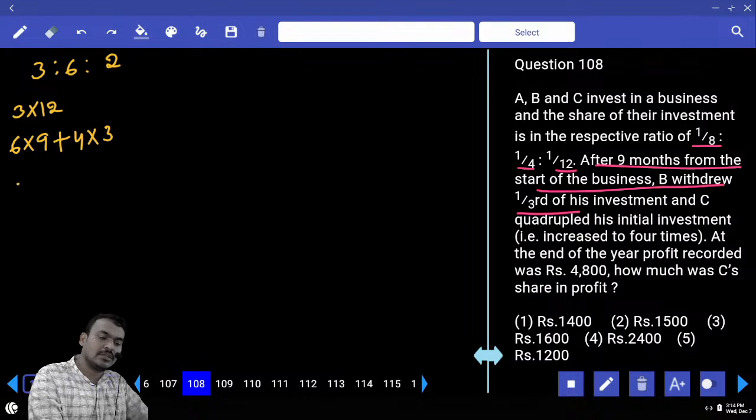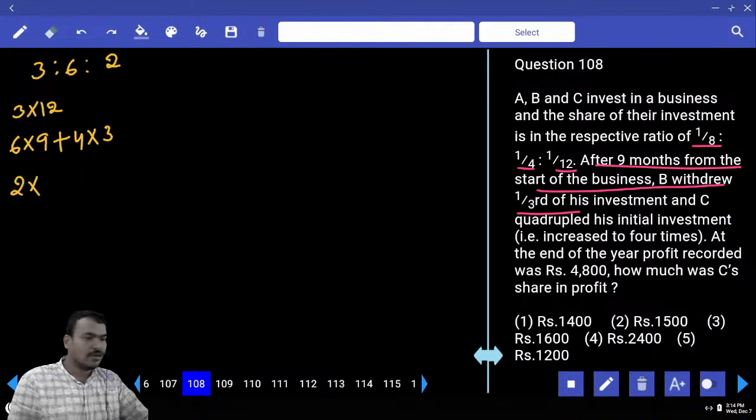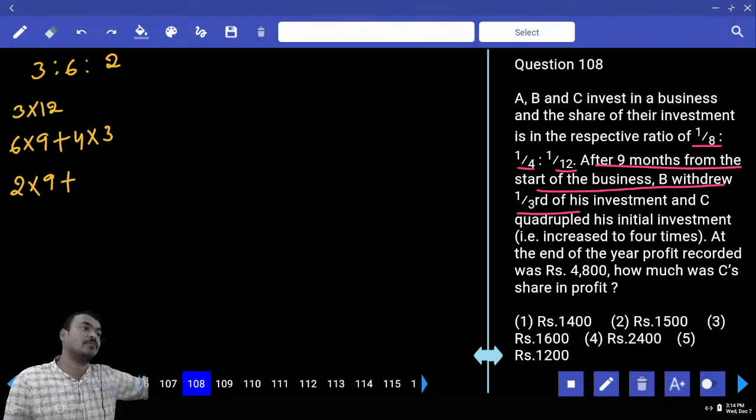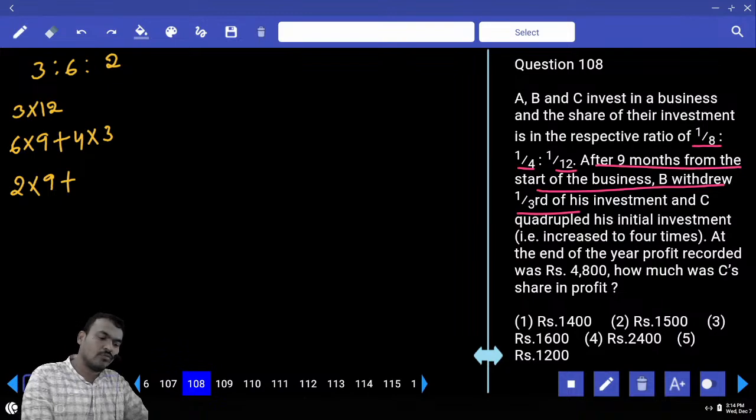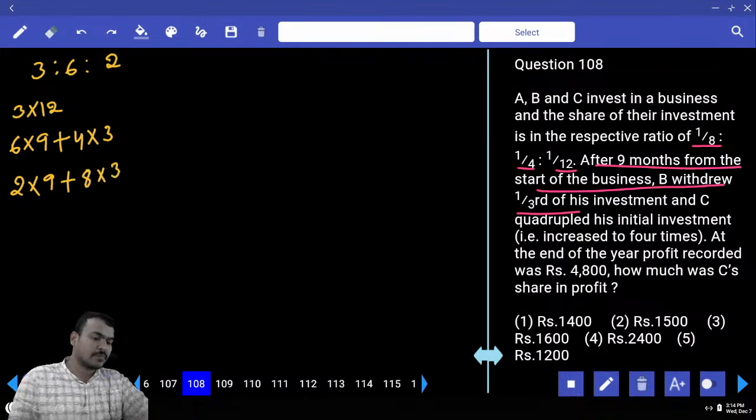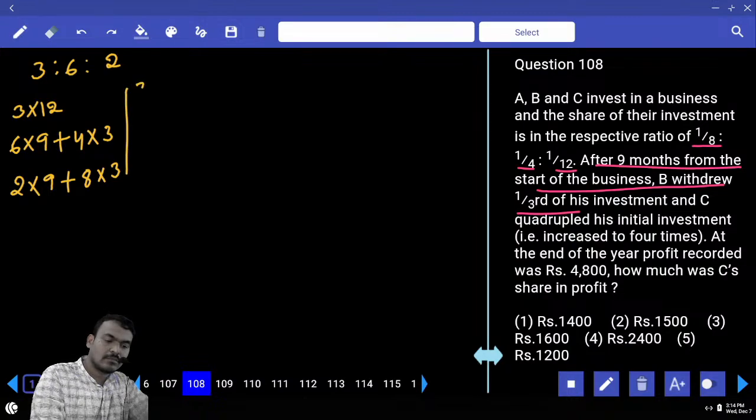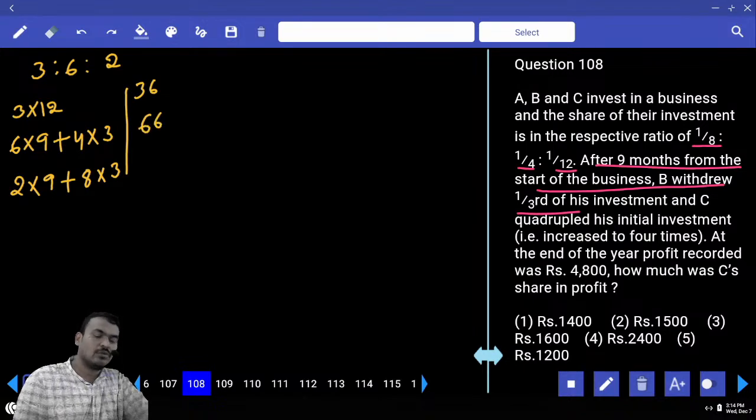What is the third person's initial investment? 2 parts. The 2 parts are used for how many months? 9 months. After 9 months, his investment will become how many times? 4 times. 2 4s are 8 into 3 months. 3 into 12, 36. 6 9s are 54. 54 plus 12, 66. 2 9s are 18. 18 plus 24, 42.